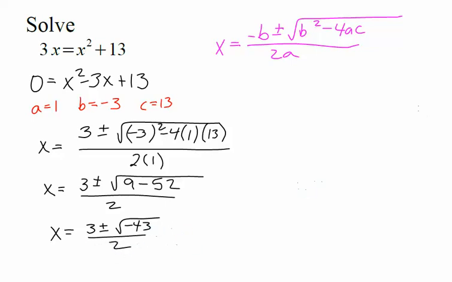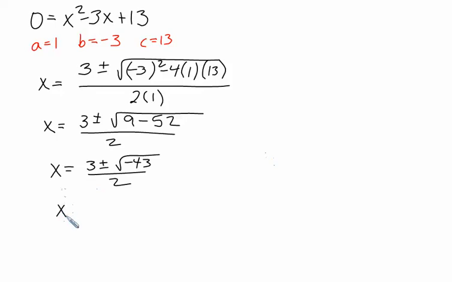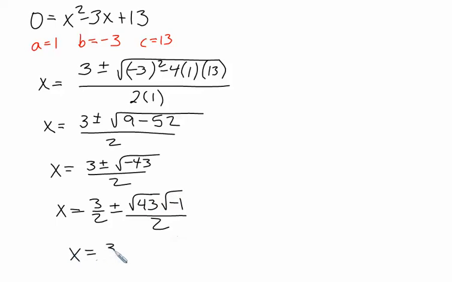We will separate that into the two separate fractions. So x is going to be 3/2 plus or minus the square root of 43 times the square root of negative 1. Remember, anytime we have that negative, we want to put it inside of a square root by itself. And then for our final answer, we're going to say x is 3/2 plus or minus square root of 43 all over 2 times i. Again, i is the square root of negative 1.